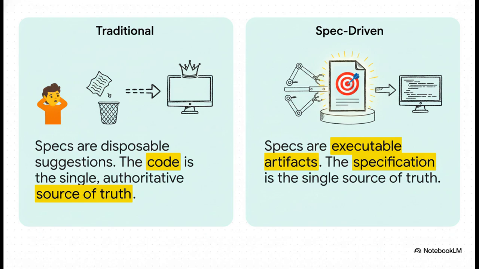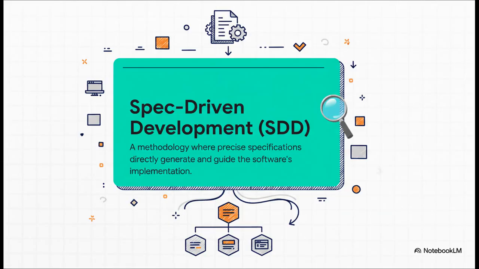But with spec-driven development, the spec isn't disposable anymore. It's executable. The source of truth literally shifts from the code back to the specification. And that brings us to the official term for this, spec-driven development, or SDD. It's a methodology where that detailed spec isn't just a guide. It's the main thing, the primary artifact that directly generates and steers the creation of the software itself.